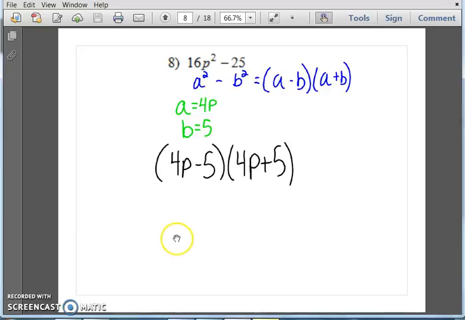Now here we have a two-term polynomial with no GCF. If you recall, and you should, this would be the difference of squares. So when I take the difference of squares, I square root the first number, get 4p. Square root the second number, get 5. What times itself gets me 16? 4. What times itself gets me 4? That's a p there, so 4p times 4p gets me 16p squared. 5 times 5 gets me 25. And then you simply put it into the formula, and you FOIL to check.